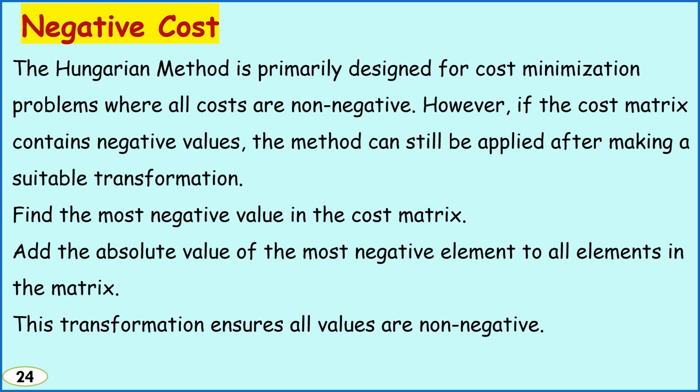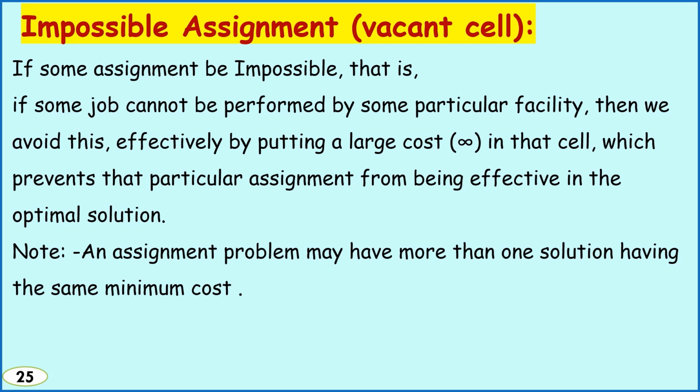Find the most negative value in the cost matrix, and add the absolute value of the most negative element to all the elements in the matrix. This transformation ensures all values are non-negative, and then we will follow the steps as usual. And there is an impossible assignment also, that is vacant cells. If some assignment is impossible, that is if some job cannot be performed by some particular facility, then we can avoid this by putting a large cost, that is infinite, in that cell, which prevents that particular assignment from being selected in the optimum solution.